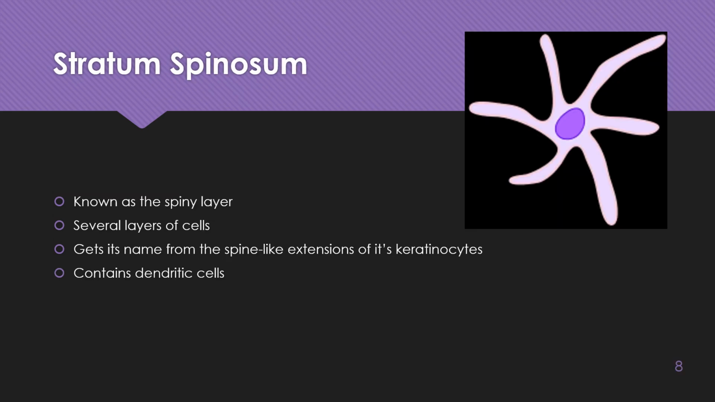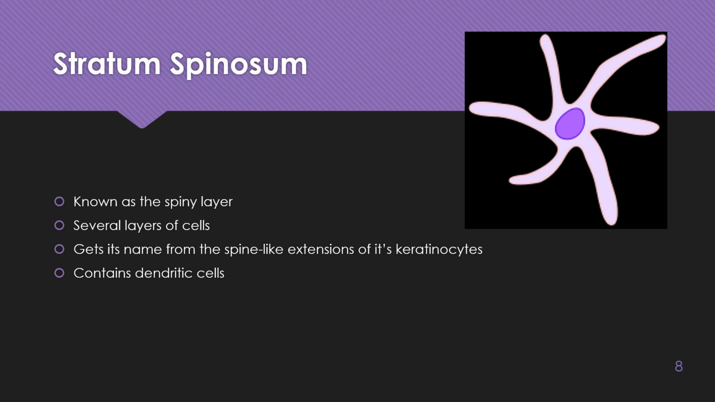Okay, the stratum spinosum is known as the spiny layer, so spinosum, spiny, and this layer contains several layers of cells. And like I said, it gets its name from its spine-like extensions of the keratinocytes, and contains dendritic cells. And these dendritic cells are kind of star-shaped, and their job is to help with immune function. And so again, we said one of the functions of the integumentary system was protection. And so it's important for us to have some level of immune function within this tissue, and so that's really the job of the stratum spinosum.